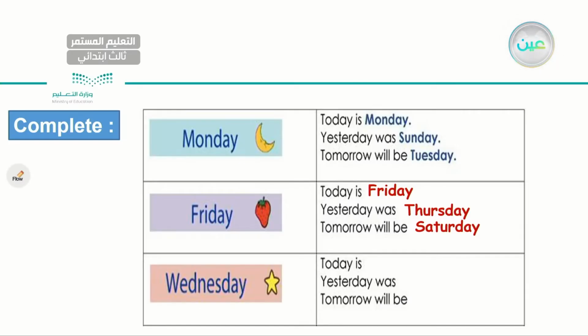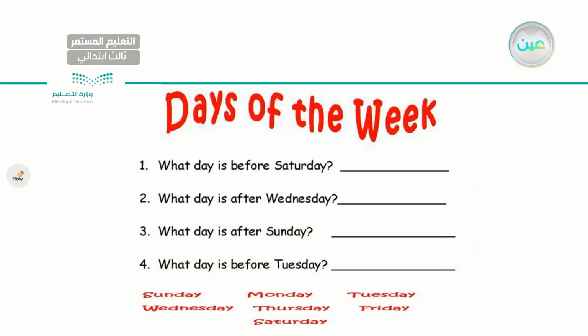Now I gave you the answer. Today is what? Today is Wednesday. Very good. If today is Wednesday, yesterday was what, my dear student? Yesterday was Tuesday. Very good. And the next one, tomorrow will be Thursday. Excellent, my dear student. Very good. Now, I hope you got the meaning of yesterday, today, and tomorrow.